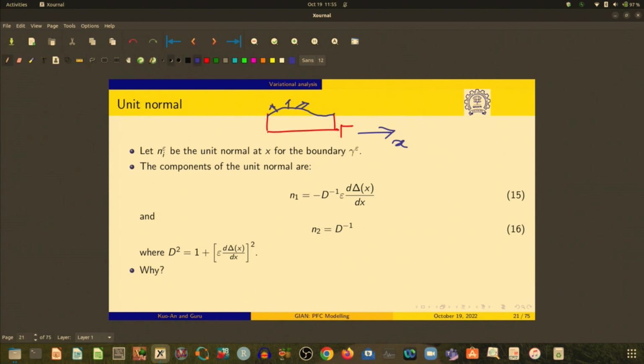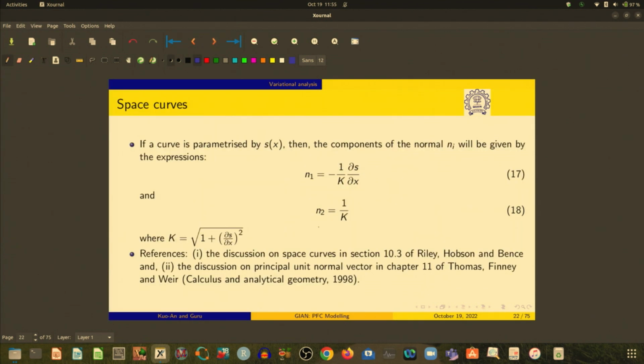No? So, this is there in many different textbooks. Let me first give, if you look at the discussion on space curves in Riley, Hobson and Bence, section 10.3, it is there. You can also take this classic calculus textbook, Thomas, Finney and Weir, Calculus and Analytical Geometry, and it is the discussion on principal unit normal vector in chapter 11, where you will see this formula.